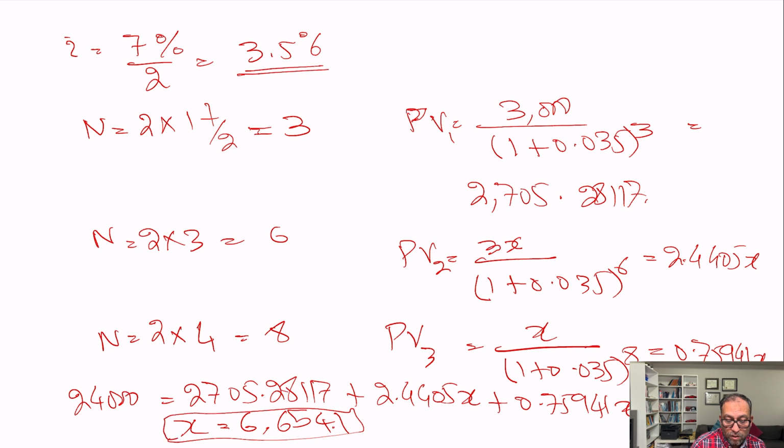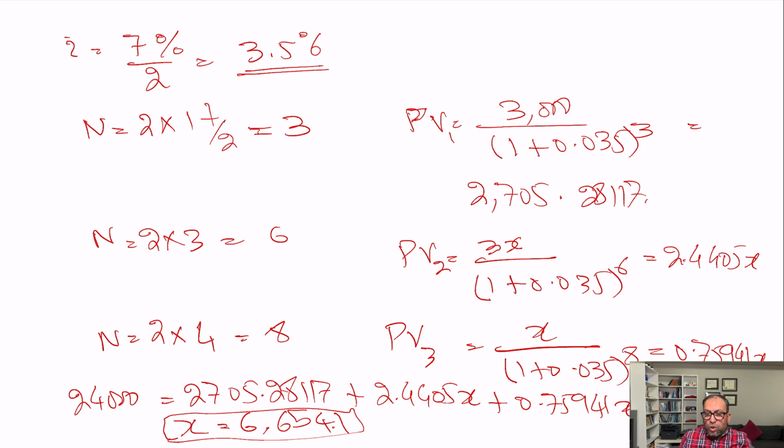So the final payment is 6,654.1. However, the middle payment, which is the second payment, is 3 times this, so we multiply this by 3. So you see what we did here is we tried to match future value with future value and present value with present value.